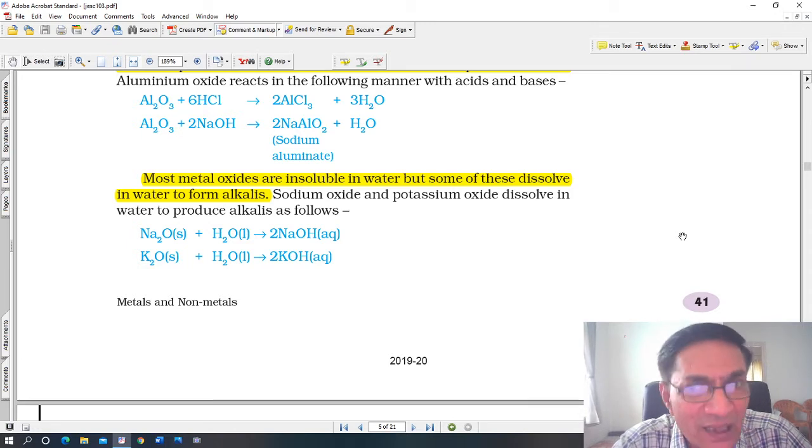Now, most metal oxides are insoluble in water, but some of these dissolve in water to form the corresponding alkali. Now, what is an alkali? An alkali is an aqueous solution of a base. Okay. What is an alkali? An alkali, you can see here.